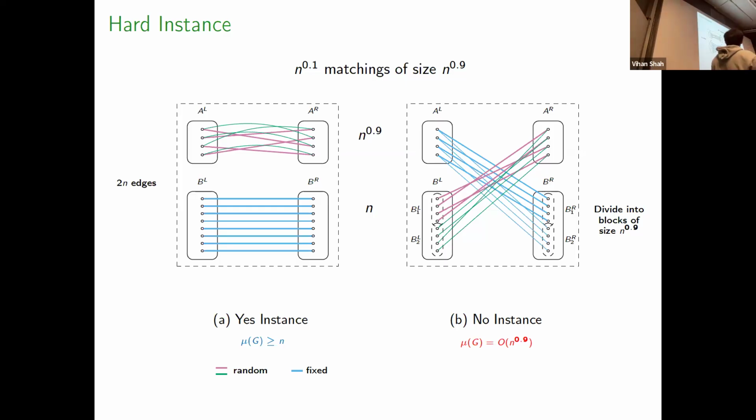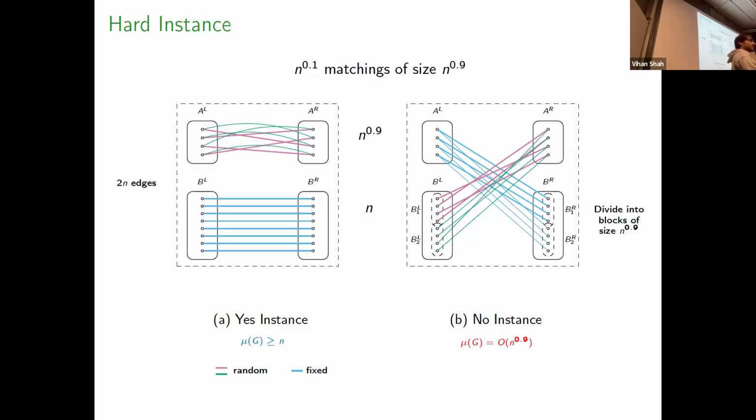One final thing here is the edges I've drawn in blue are fixed. That means there's always going to be an edge from the first vertex here to the first vertex here, and so on. The edges drawn in green and pink are random matchings. So the number of possible yes instances is basically this: however many n to the 0.1 matchings, the number of possible ways you can do this.